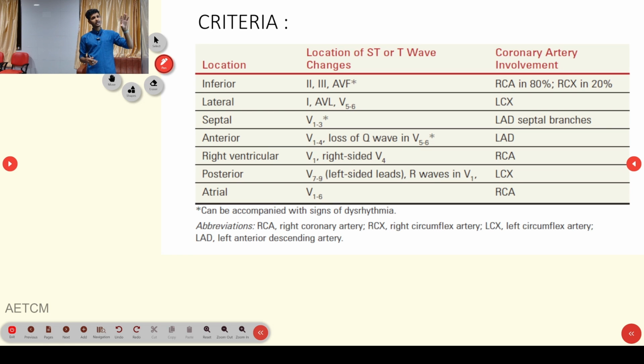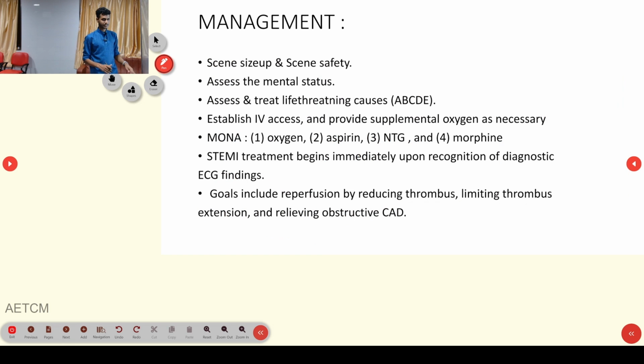So these are the contiguous leads. Inferior wall MI means leads 2, 3 and AVF; lateral wall MI means lead 1, AVL and V5 to V6. Septal wall MI means V1 to V3; anterior means V1 to V4 and loss of Q wave in V5 to V6. Right ventricle means changes in V1 and right-sided V4; posterior wall MI means V7 to V9; atrial related means V1 to V6 changes will be there.